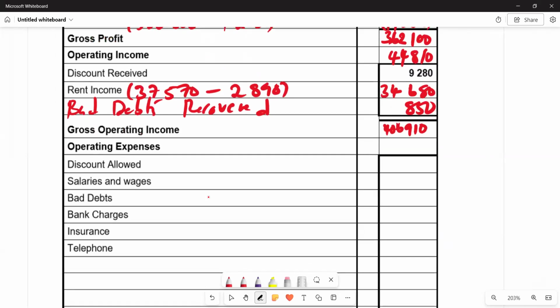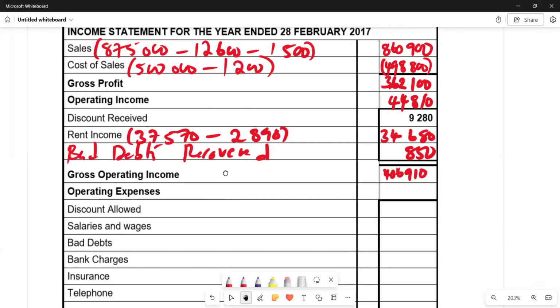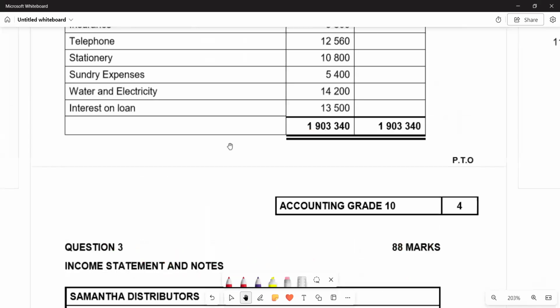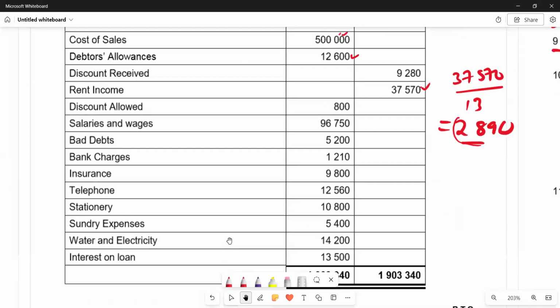Discount allowed. We go to the information that we are given in the question and try to identify discount allowed. So if you come here, you'd see that discount allowed is 800. That's our discount allowed. But we are supposed to go to additional information to check any discount allowed that we have.